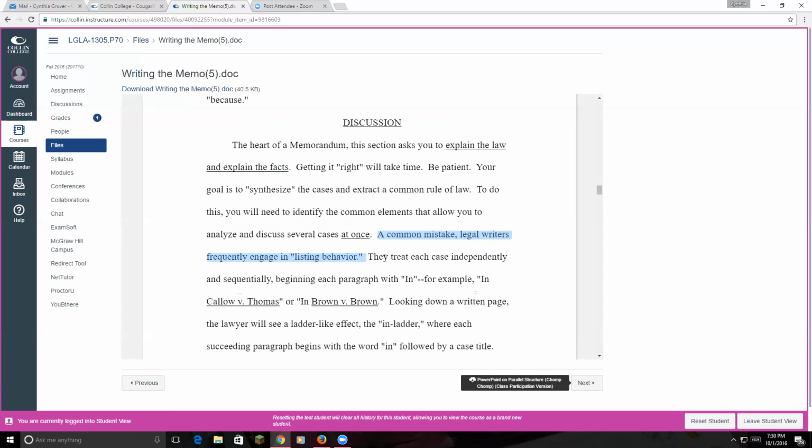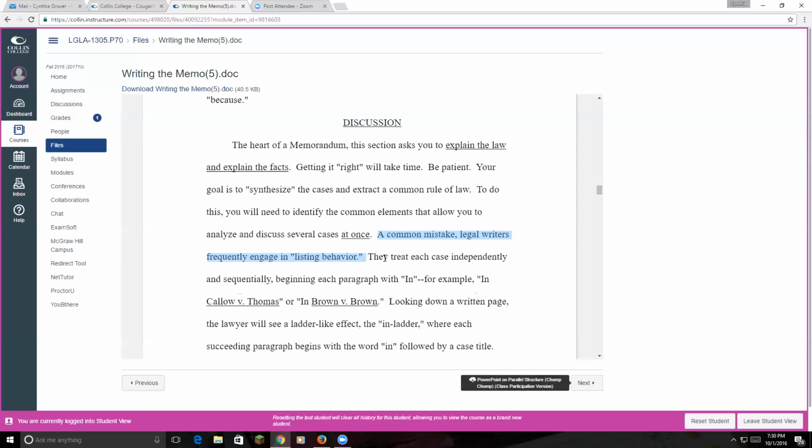And kind of what the writer does is, let's say he's going to talk about 3 cases. So we'll have 1 paragraph on case 1, 1 paragraph on case 2, 1 paragraph on case 3. And basically you say case 1 and say what the holding is, case 2 and say what the holding is, case 3 and say what the holding is. But you're not connecting them together.